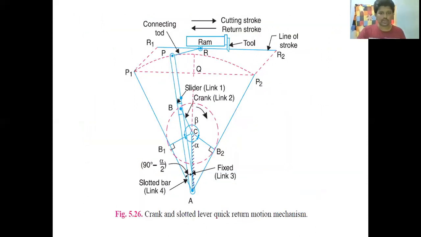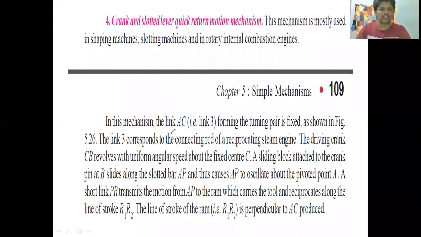And this is our quick return motion mechanism. We'll see first what this quick return motion mechanism is. I'll show you the diagram later. Now we'll see first here. You have a link called AC. I'll show you the diagram.